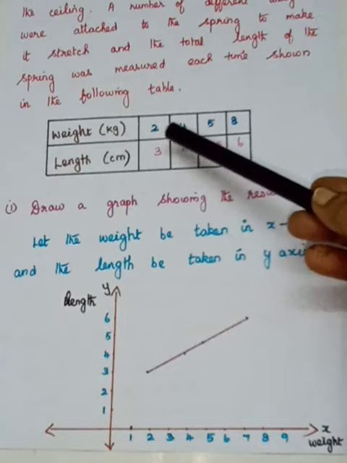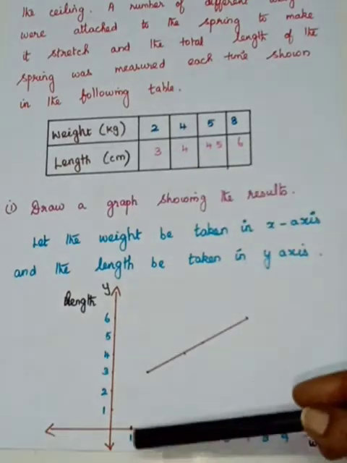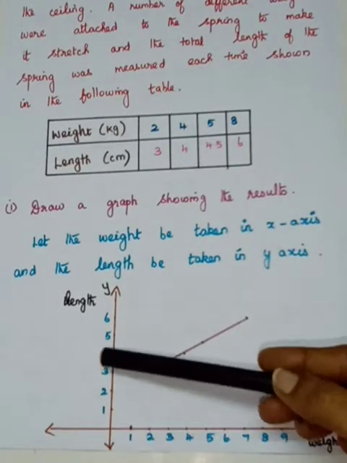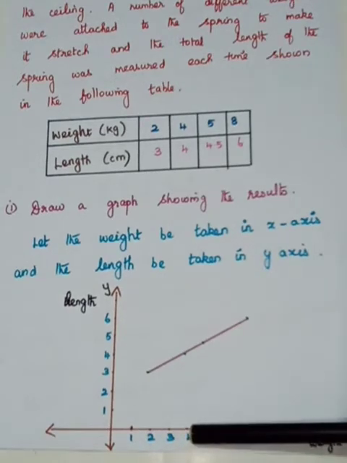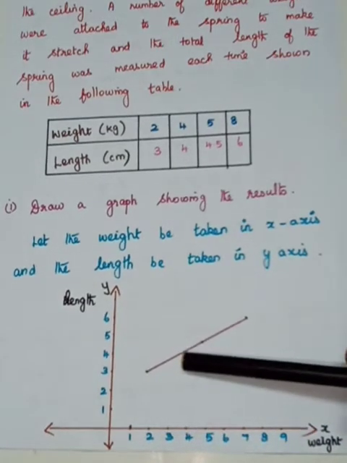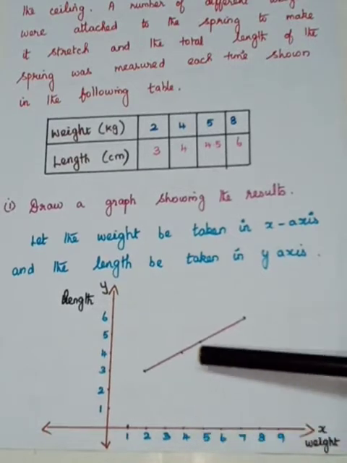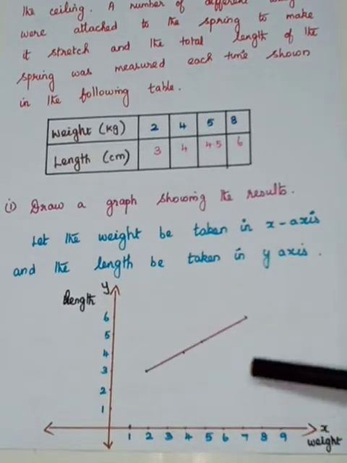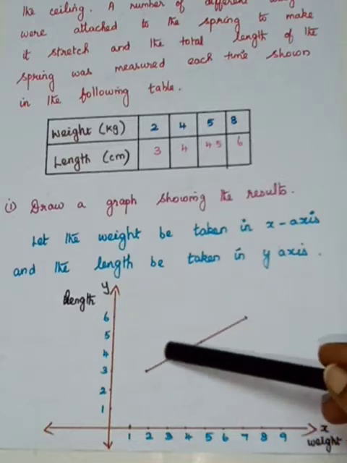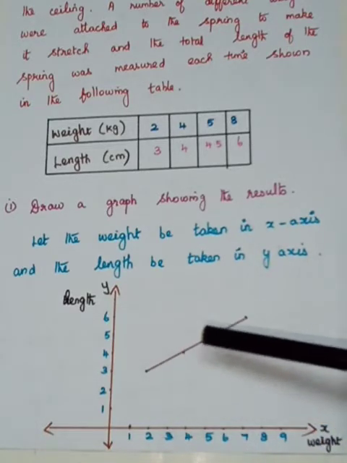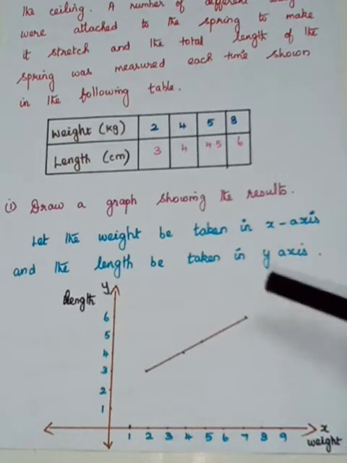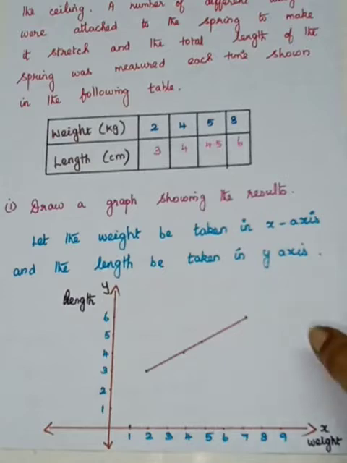See that first coordinate, what is it? 2, 3. So when the weight is 2, the length is 3. So this point. Next 4, 4 I have marked here. Next one 5, 4.5. Next 8, 6. If I join all the points, if the weight varies, the length also varies. So it is a straight line. So the relationship between the weight and the length is nothing but a straight line.